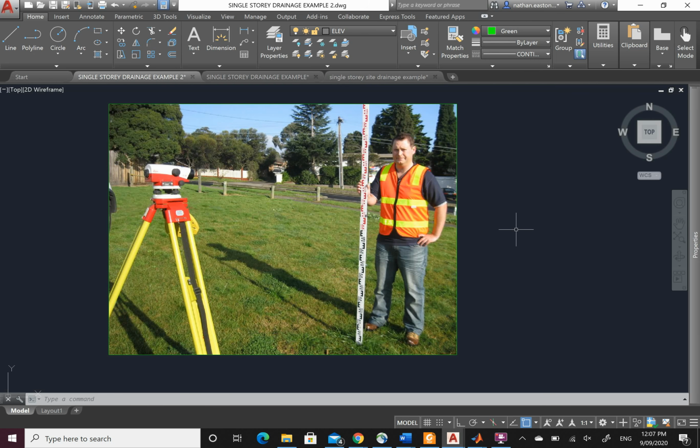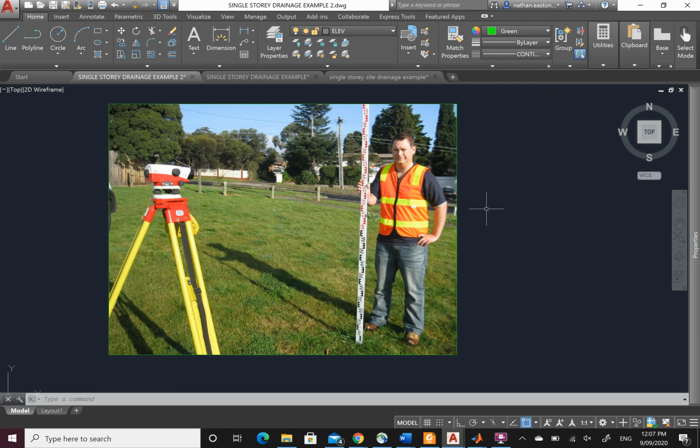Welcome to today. Today we're going to be going through the site drainage and going through our contours and site plans. So what's happening here? Well, you guys have all done construction practice and you've gone through, you've set up your laser, you've walked around with a big stick and taken your spot levels around the Tonsley campus.